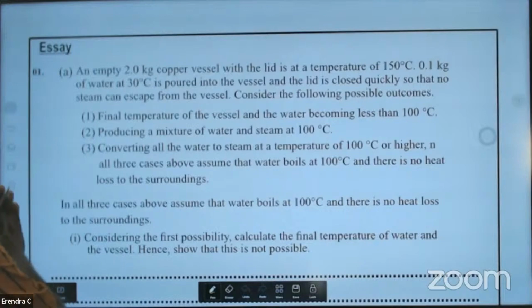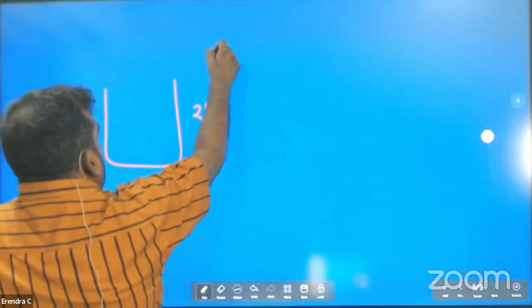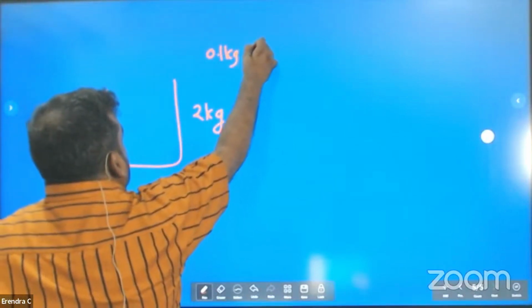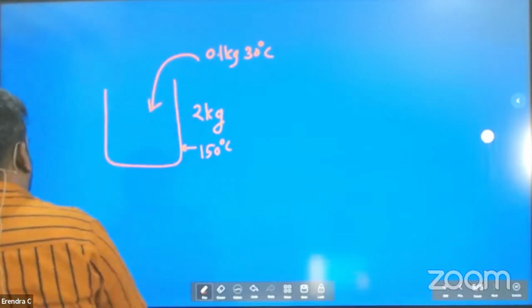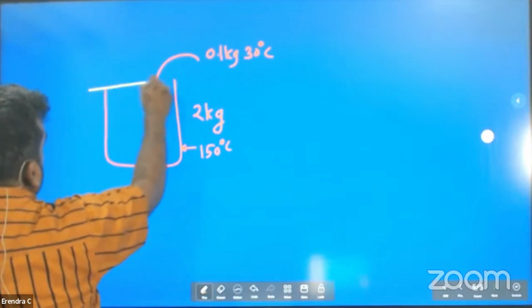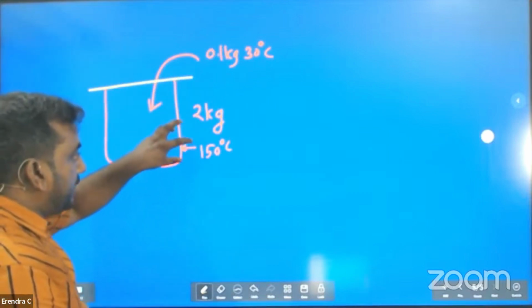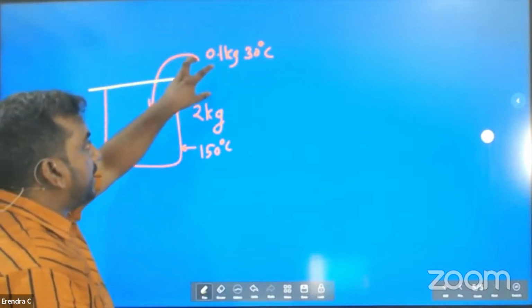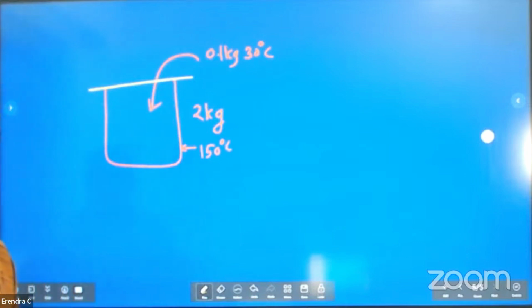0.1 kilogram of water at 30 Celsius is poured into the vessel and the lid is closed. So here, 0.1 kilogram of water at 30 degrees Celsius, the vessel at 150 degrees Celsius, is poured into the vessel and we close the lid itself. What's happened? Who will give heat? Vessel will give heat. Who is absorbing heat? Water will absorb heat.